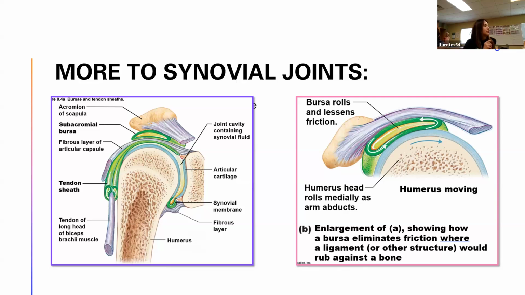So I would make sure you know the definition and the difference between bursae and tendon sheath, and I'll probably be jumping back and forth from lecture and lab and telling you what you need to know for lab. I would be able to identify the articular cartilage, the joint cavity, synovial membrane, fibrous layer, and be able to label this image here.